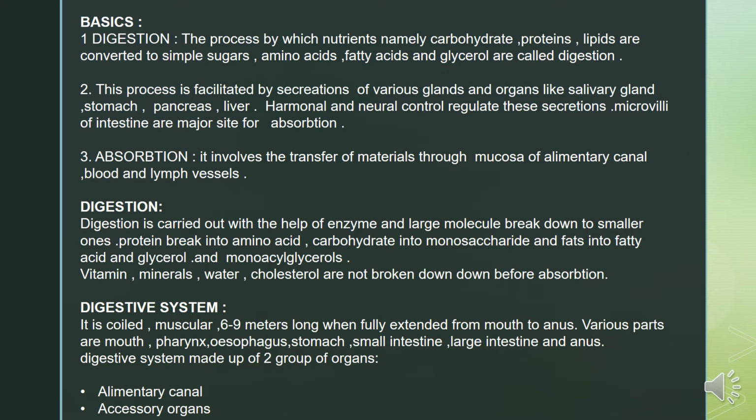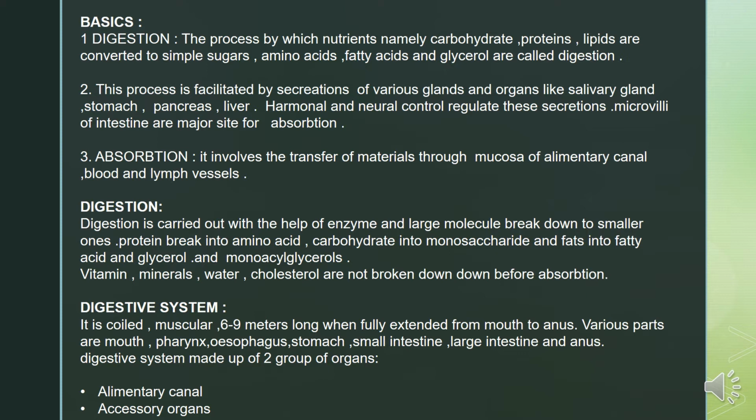Digestion is carried out with the help of enzymes, and large molecules break down into smaller ones. Proteins break down into amino acids, carbohydrates into monosaccharides, and fat into fatty acids, glycerol and monoacylglycerols. Vitamins, minerals, water and cholesterol are not broken down before absorption. Digestive system: it is a coiled muscular tube 6 to 9 meters long when fully extended, from mouth to anus. Various parts are the mouth, pharynx, esophagus, stomach, small intestine, large intestine and anus.